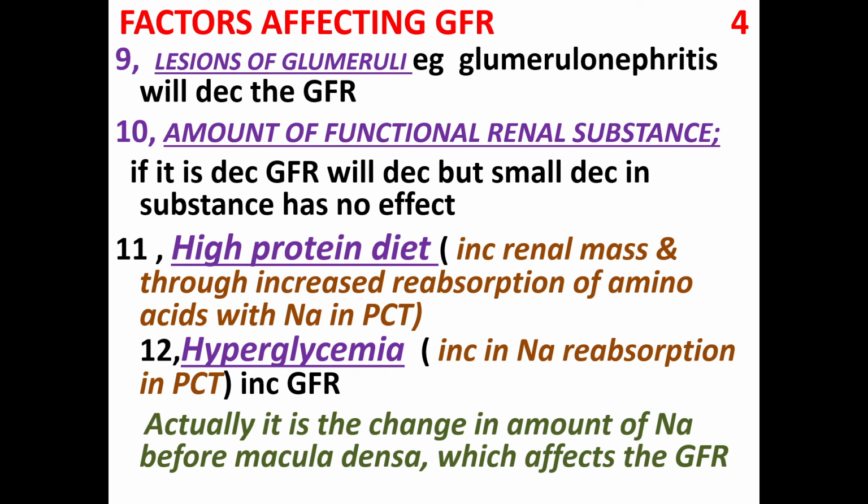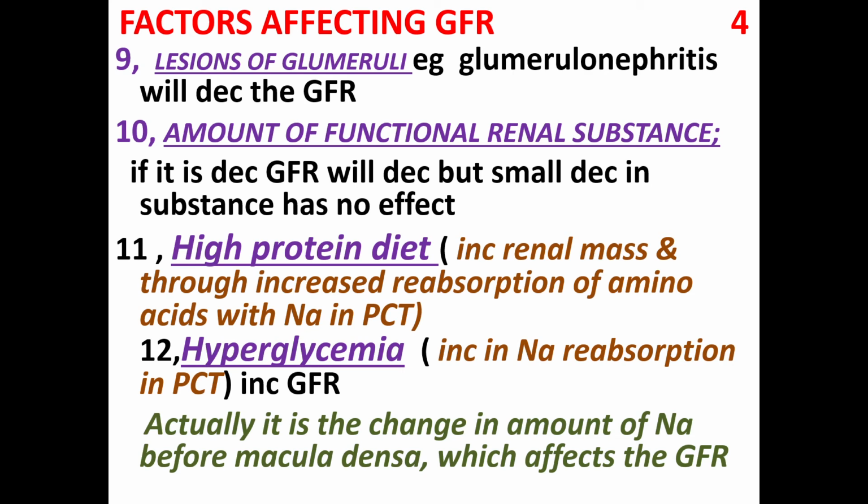Then lesions of the glomeruli itself. The very important lesion is glomerular nephritis. I will tell you the details of this glomerular nephritis. When we are studying the glomerulus, we have to study this one also. Soon we are going to move toward glomerular nephritis. It's the lesion which is affecting your glomerulus. It will decrease the GFR.